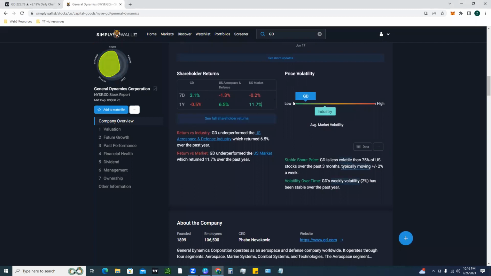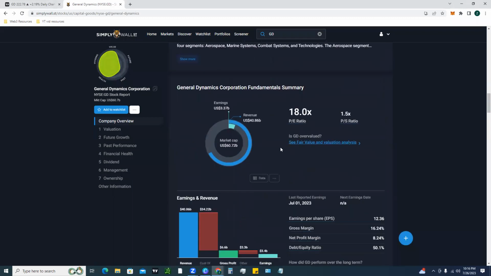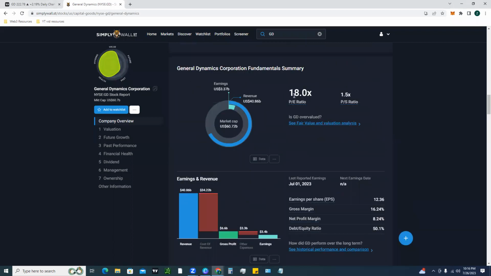And then you can see the volatility here. This stock is really not that volatile at all. It's lower than the industry average volatility and the average market volatility in general, averaging about a 2% move per week. Now we can see here that it's currently got an 18 price to earnings ratio, and a 1.5 price to sales ratio.